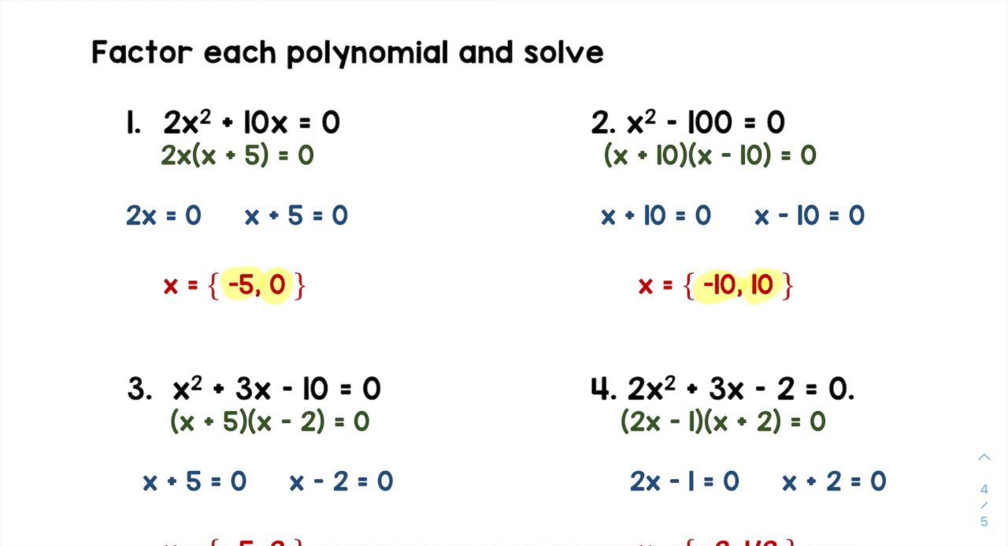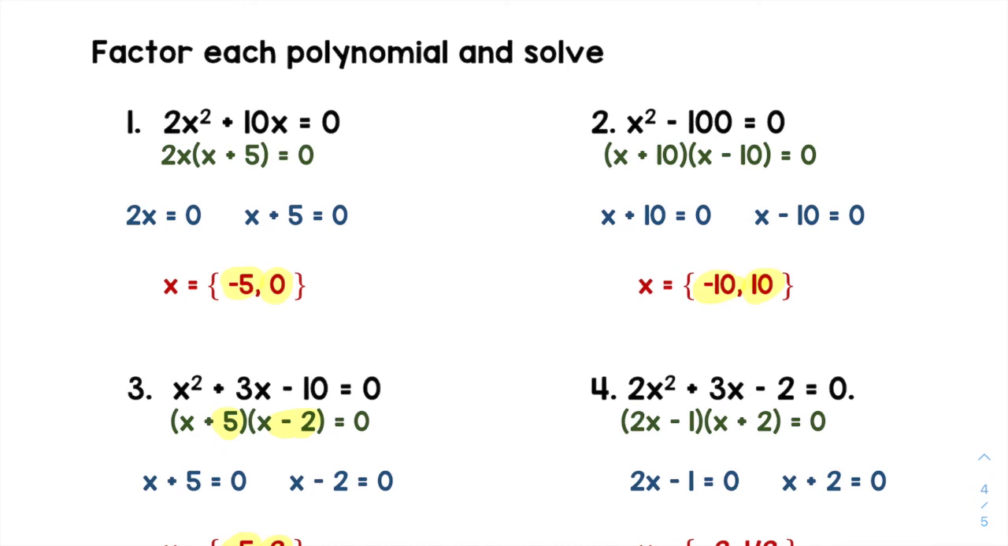Problems 3 and 4 were both trinomials with no GCF. Problem 3, we're finding two numbers that have a product of -10 and a sum of 3. Those two numbers happen to be 5 and -2. Setting our factors equal to 0, we arrive at our solutions -5 and 2.